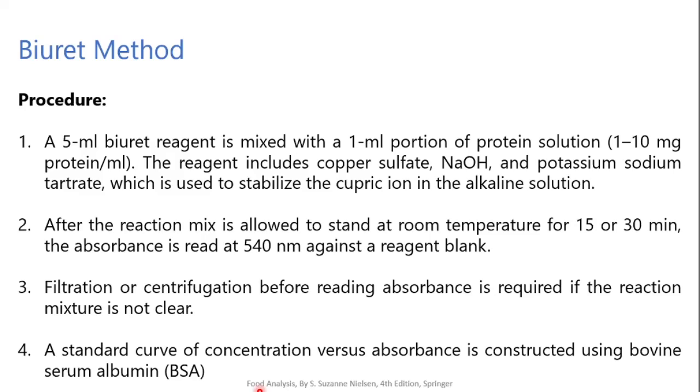Now the procedure. For that purpose, we first take 5 ml of the biuret reagent, which is mixed with a 1 ml portion of the protein solution. The protein solution contains around 1 to 10 mg per ml concentration. The reagent includes copper sulfate, NaOH and sodium potassium tartrate, which is used to stabilize the cupric ion in the alkaline solution. After that we mix the reaction mixture well and allow it to stand at room temperature for 15 to 30 minutes. Then a color develops in the solution. Then the absorbance is measured at 540 nanometer against a reagent blank.